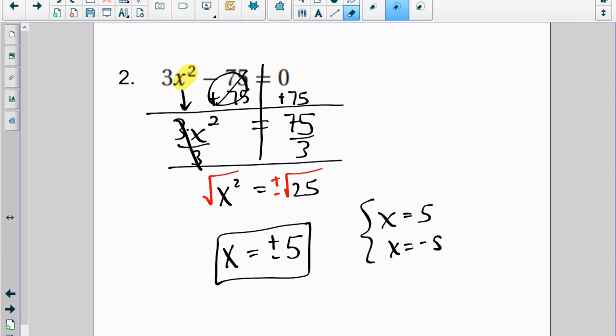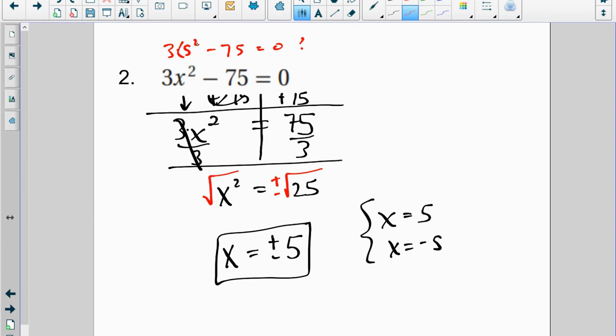Let's quickly check our solutions. So go back to our original equation. If x equals positive 5, it would look like this. 3 times 5 squared minus 75 equals 0. I have to check that. Well, I don't do 3 times 5. I do 5 squared first because exponents come before multiplying. So think of it like that. 5 squared is 25, and 3 times 25 is 75, and 75 minus 75 does equal 0.